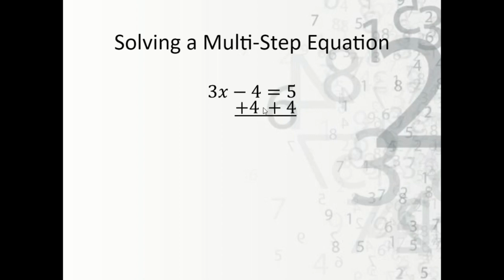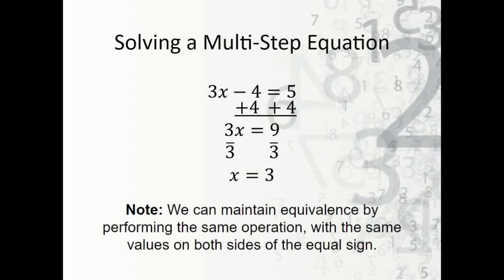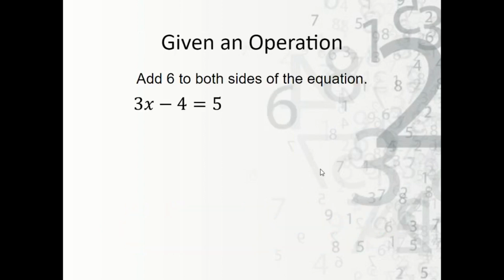So we add 4 on both sides, and we're left with 3x is equal to 5 plus 4, which is 9. Then we recognize that 3 times x, to undo that, we're going to go ahead and divide. So we divide both sides by 3, we get x is equal to 3. Easy enough, that's what we all would probably do. So to make sure that we maintain balance, we perform the same operation with the same values on both sides of the equal sign. Okay, easy enough.